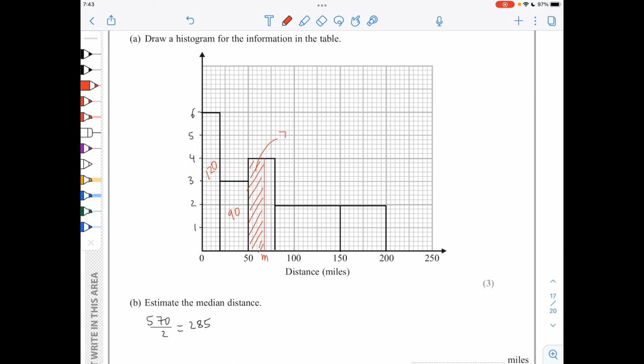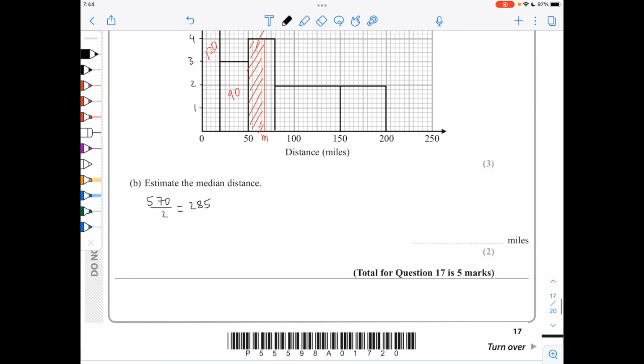So this area here should be 75. So we're essentially looking at a rectangle which has a height of 4, a base of m minus 50, and an area of 75. So 4 times (m minus 50) is equal to 75. So I will expand. 4m minus 200 is 75, which means that 4m is 275, leading to an answer of 68.75 for the median distance.